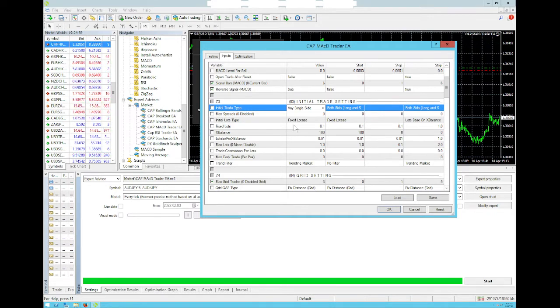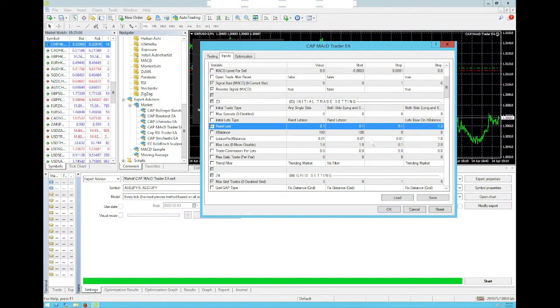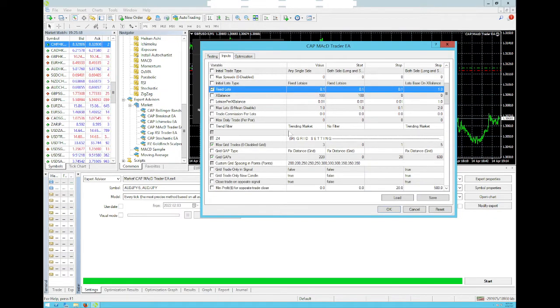Fixed lot size. Okay, so here's the thing. I do use a fixed lot size. So I keep mine at 0.1, but I'm gonna go ahead and click that when I first do it, and I do it from 0.1, every 0.1 all the way to 1. I don't like going past a 1 lot size for my first lot, and I'll explain that later as well. So that's what I do.